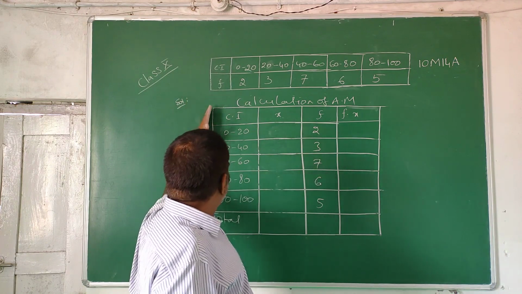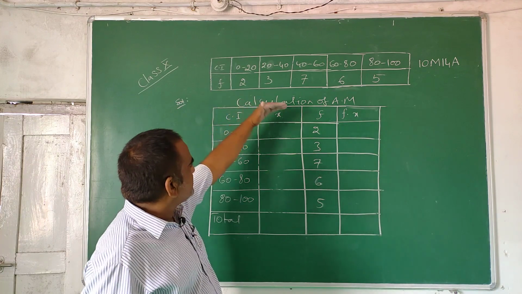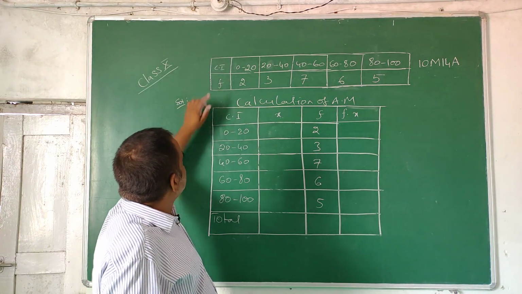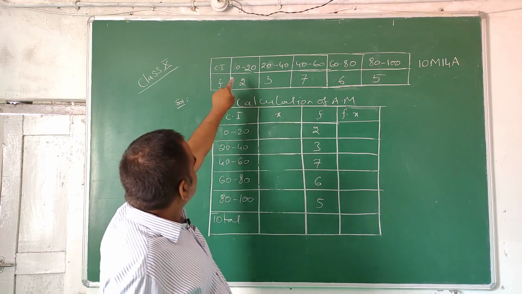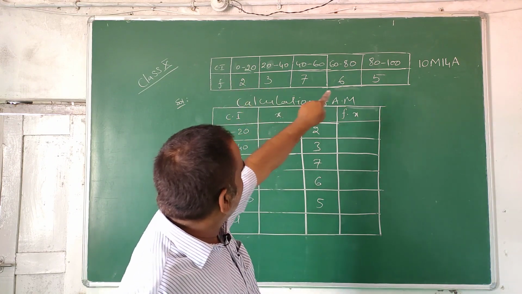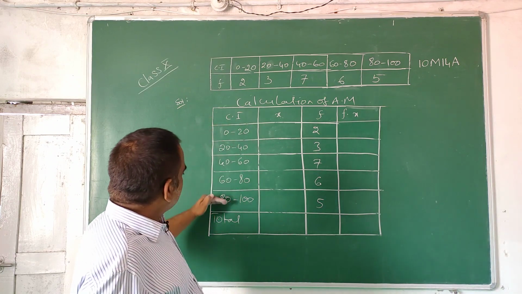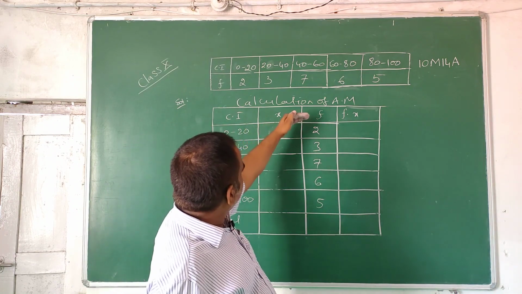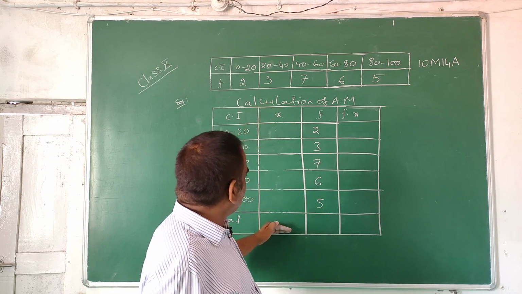So I have taken another table. Are you following? This table is the calculation of arithmetic mean. Class intervals 0 to 20, 20 to 40, whatever class intervals have been given in the question, here you have to take them. So these are the class intervals. Now these are the frequencies 2, 3, 7, 6, 5. Now class marks you have to calculate.